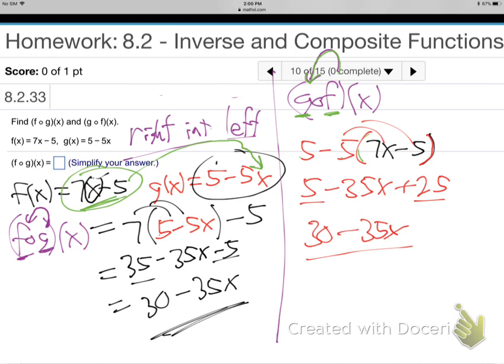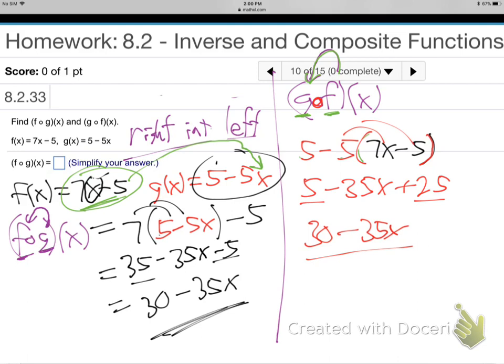There we go. So we're plugging functions into each other. f into g, g into f. So that little circle that's in the middle, it stands for the word of, but anyway, it doesn't matter.